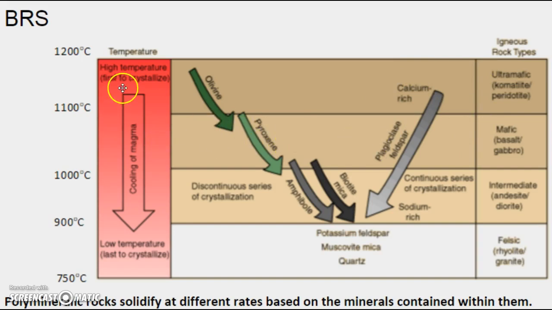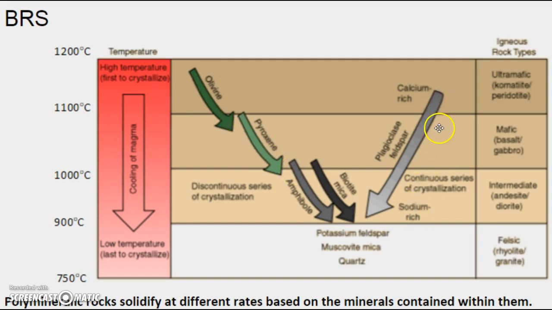So when I look at this, as a magma is cooling, right, the down arrow, it's cooling in temperature, you get a different sequence. My discontinuous series says that olivine is completely different chemistry than pyroxene, which is a completely different chemistry than amphibole and biotite mica. So this is discontinuous. These are altogether different minerals. They just have different ingredients within them, and they look different structurally as well.